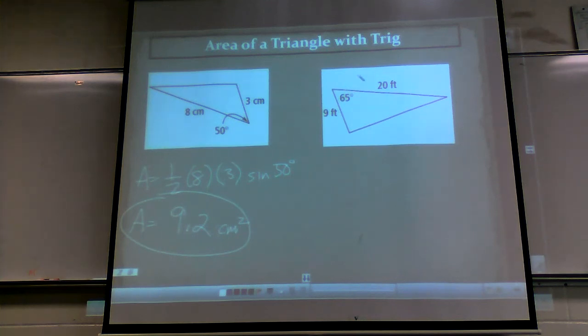Can I do the same formula with the one on the right? Could I? Yeah, I've got two sides, got an angle between them. If I was doing this, 9 times 9, times sine 65. Like this formula, guys, you just got to remember, this is only in a very specific situation.